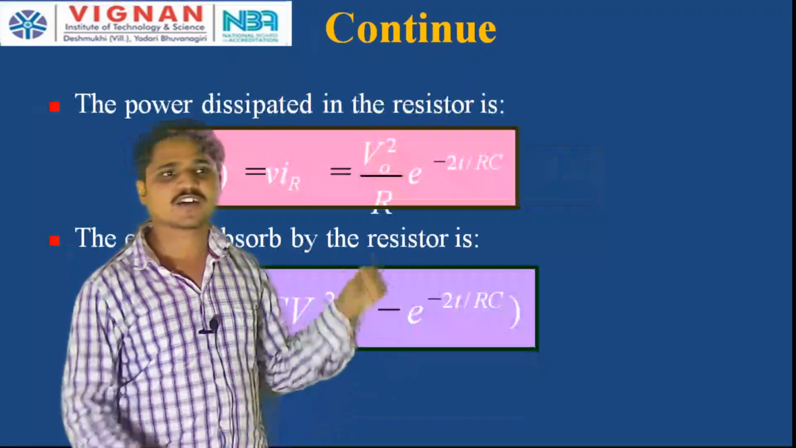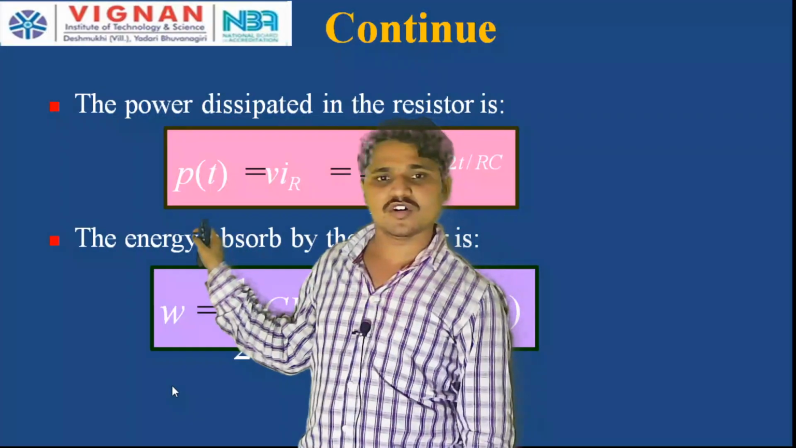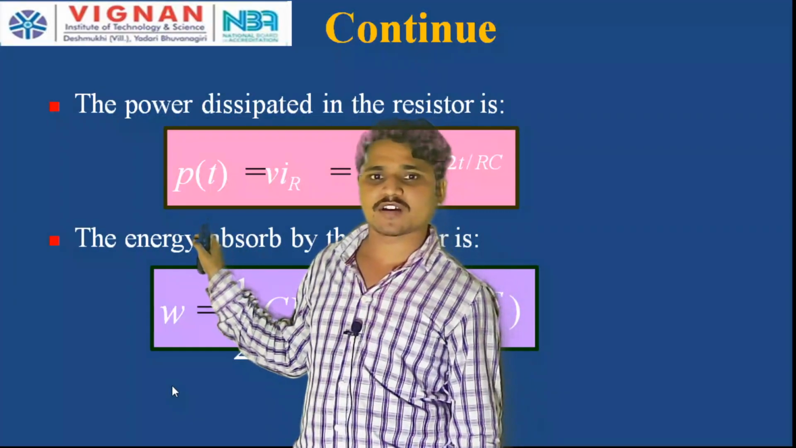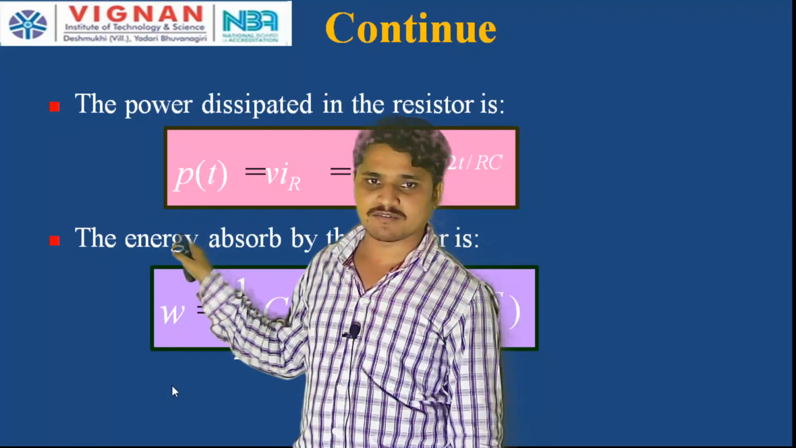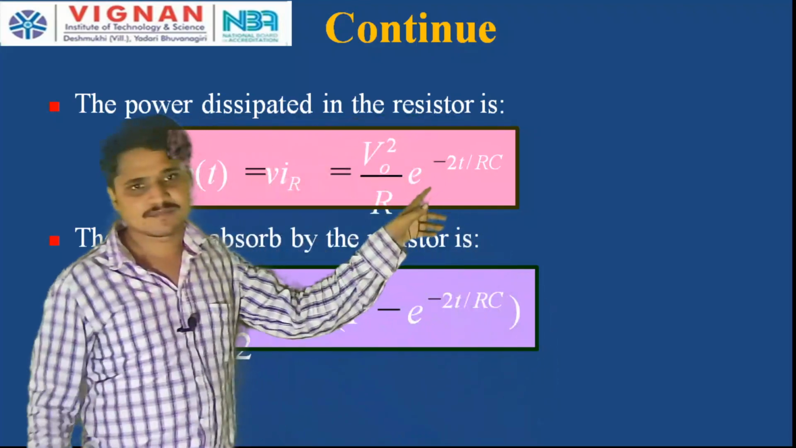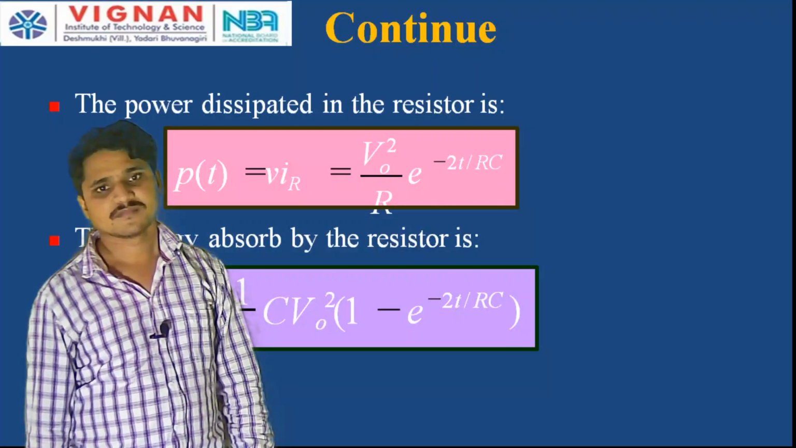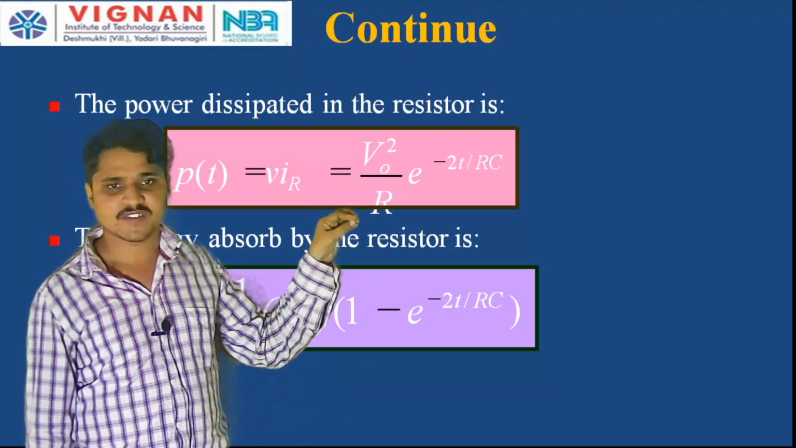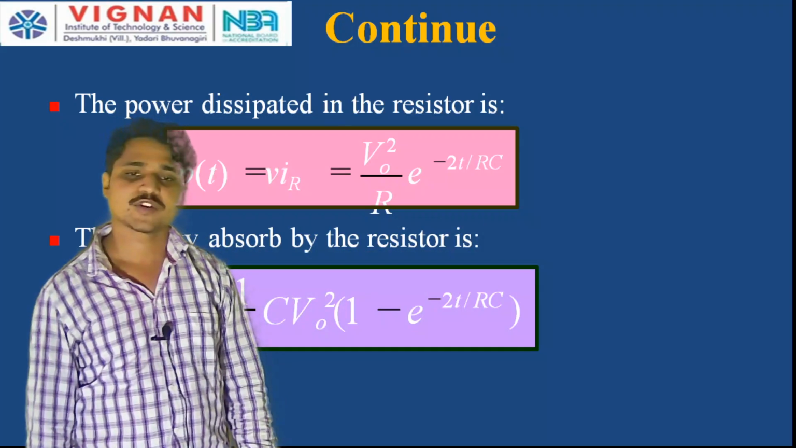So, once you get the current and voltage, then what is the power? P of t is equal to V of t into I of t. Or we can also say the power absorbed by the resistor is V square by R. Therefore, if you substitute the voltage equation and the current equation and multiply them, you will get V0 square by R into e to the power of minus 2t by RC.